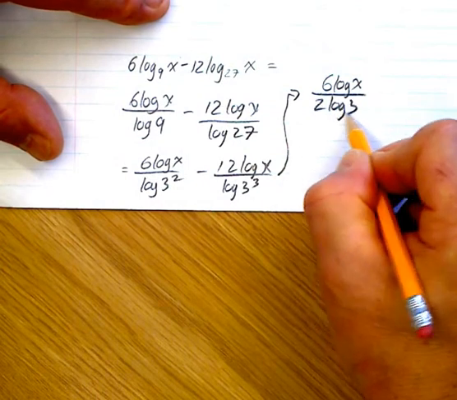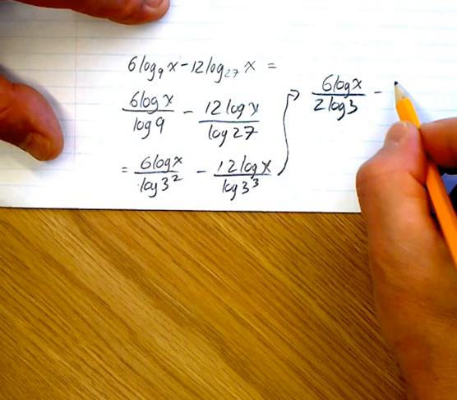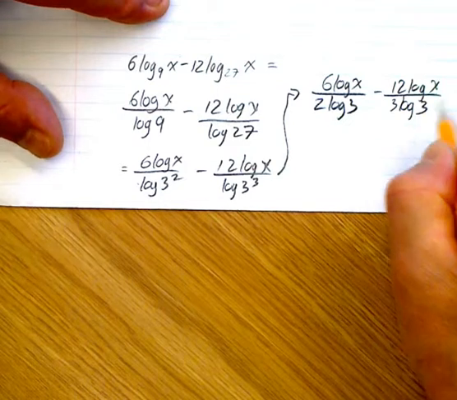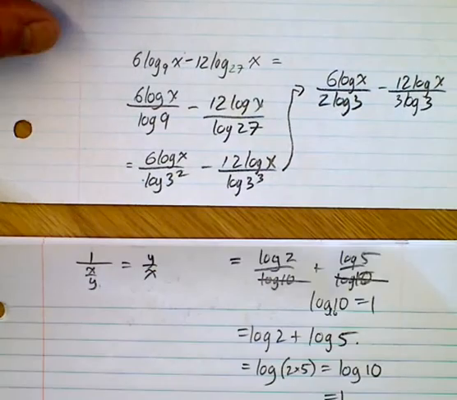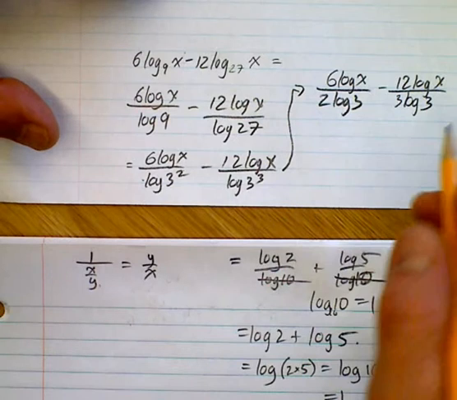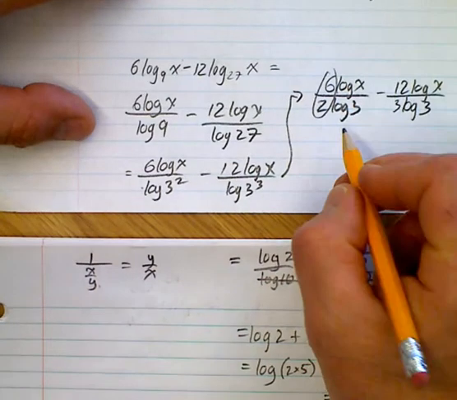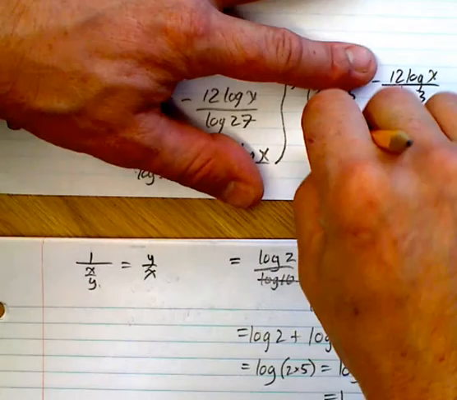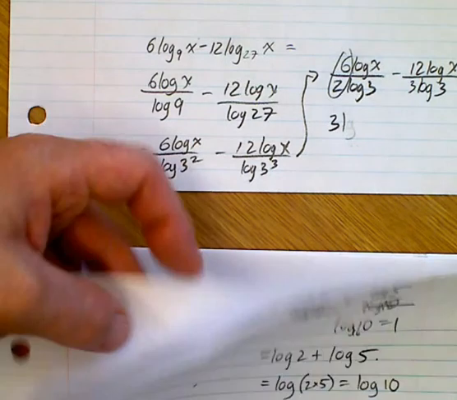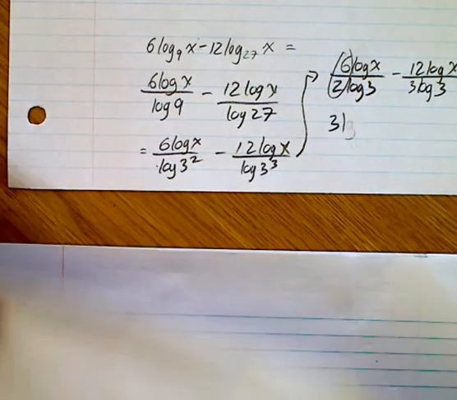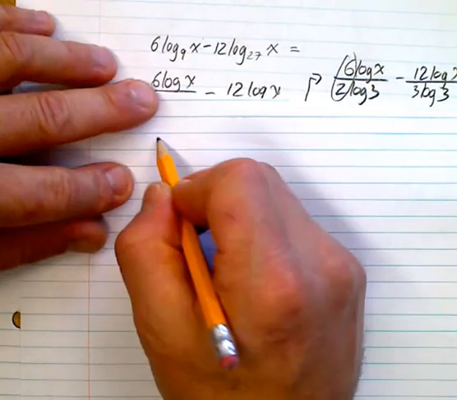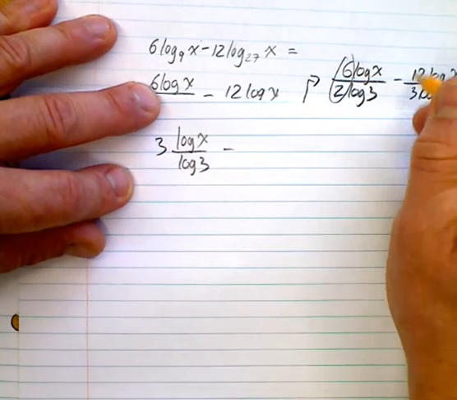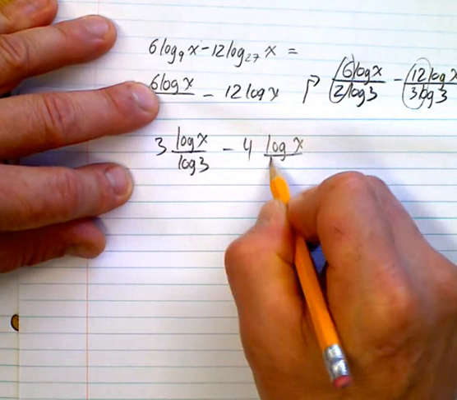So the 2 can come out front, right? Minus 12 log x over the 3 can come out front, 3 log 3, right? Dig it. Now we can choose whatever we want. So this here, look, that becomes a 3. Let me see if I can slow down here a little bit for you. Hopefully you guys are still with me at this point, okay? I'm going to show you that this simplifies to a 3, and now I have log x over log 3 minus, this becomes a 4, that becomes log x over log 3, okay?